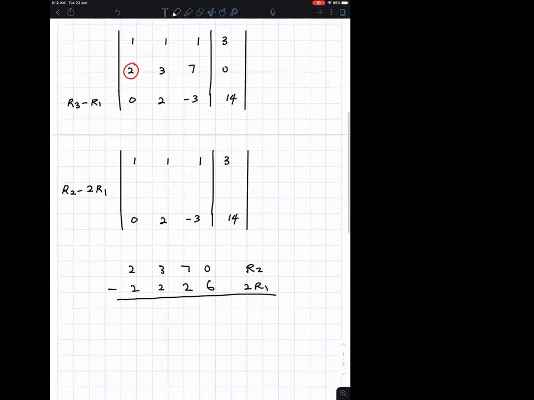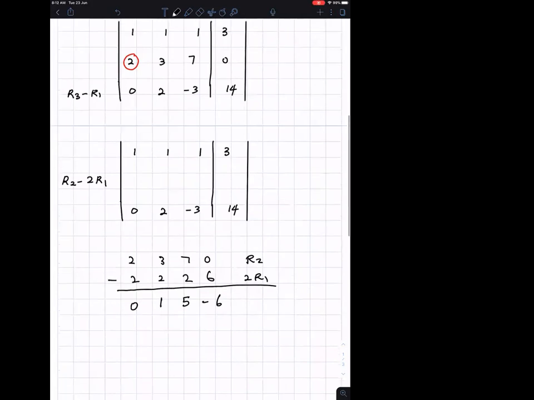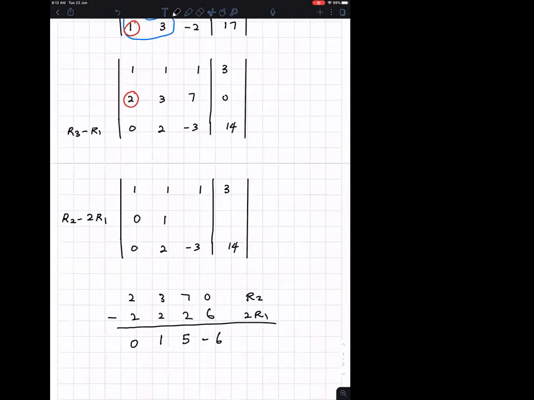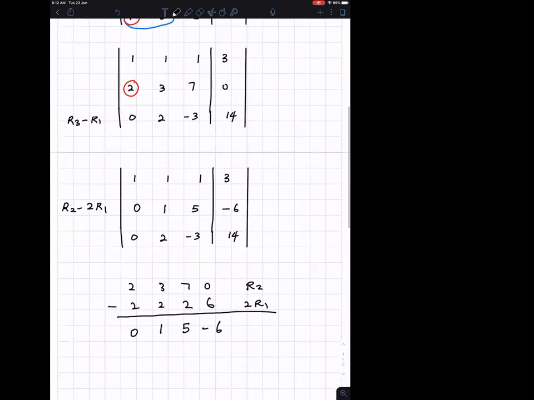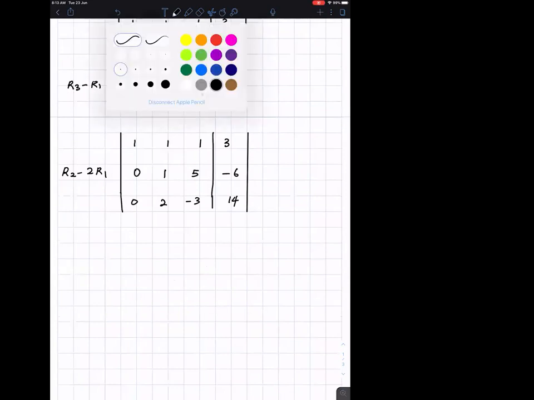So 2 minus 2 is 0. 3 minus 2 is 1. 7 minus 2 is 5. 0 minus 6 is minus 6. So it's going to be 0, 1, 5, minus 6. Okay, so next one. Now I can try to make this go to 0.